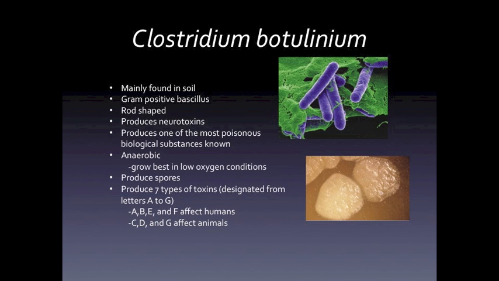It produces spores, and it produces 7 types of toxins lettered from A through G. Letters A, B, E, and F affect humans, while C, D, and G affect animals.